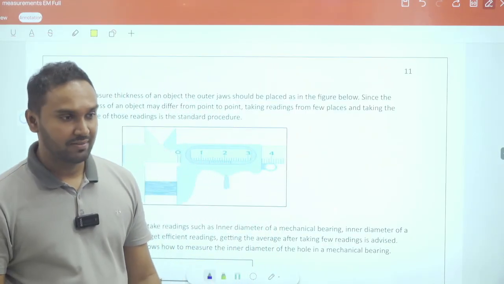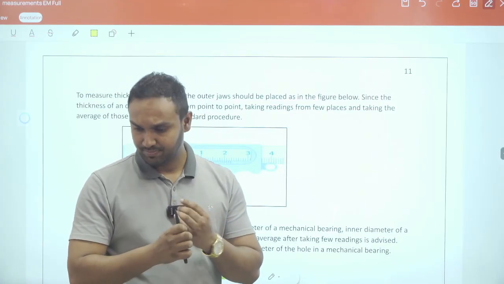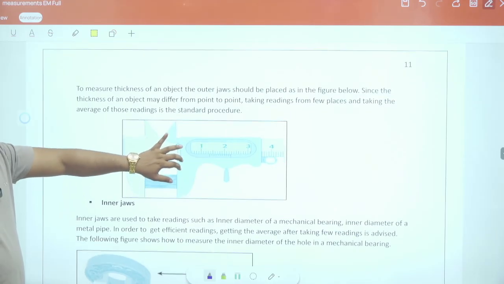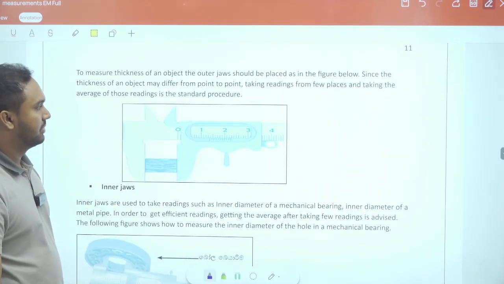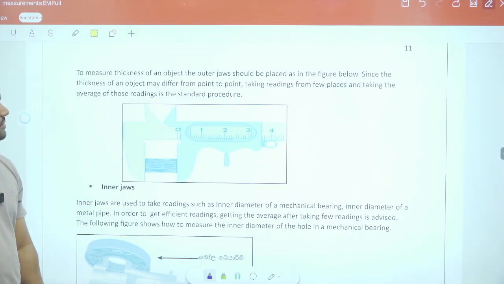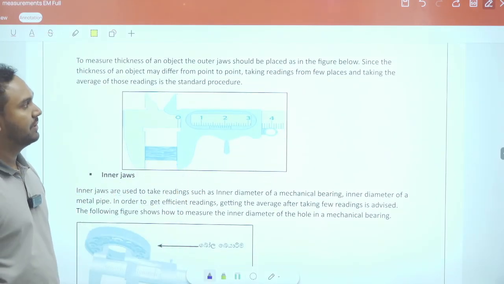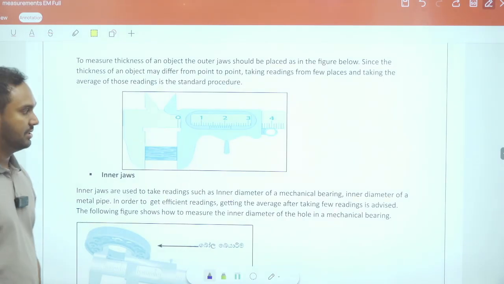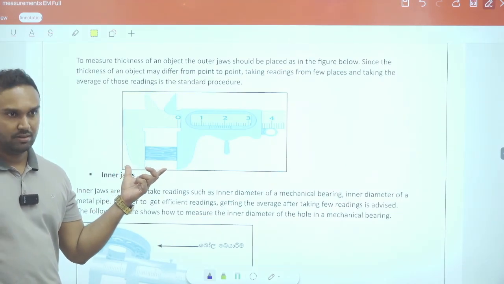Right. So you will have a vernier caliper now. Try to get used to it. Now come to theory. To measure the thickness of an object, the outer jaw should be placed as in the figure below. Since the thickness of an object may differ from point to point, taking readings from a few places and taking the average of those readings is the standard procedure. So this is how you measure a thickness or an outer length of an object.